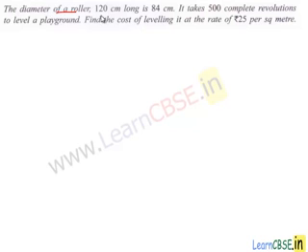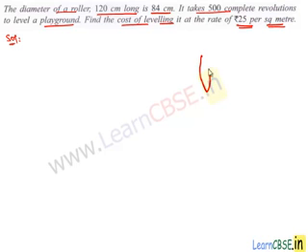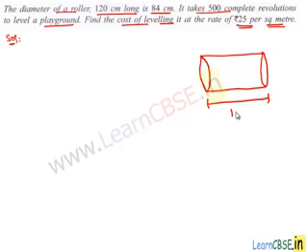Here the diameter of a roller, which is 120 centimeters long, is 84 centimeters. It takes 500 complete revolutions to level a playground, and we have to find the cost of leveling the playground at the rate of 25 rupees per square meter. So let's work out the problem. Here we have a roller. Let us assume this is the roller and it is 120 centimeters long. That is, the length of roller is 120 centimeters and the diameter of the roller is 84 centimeters.